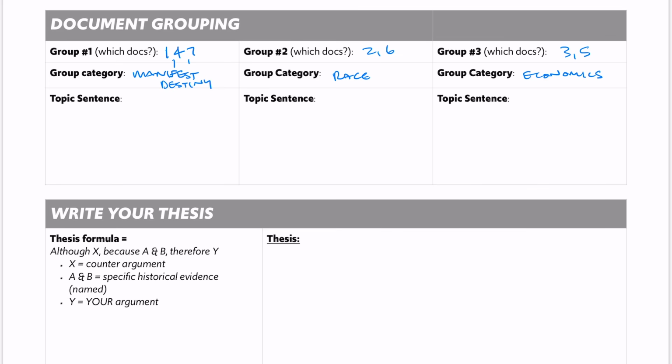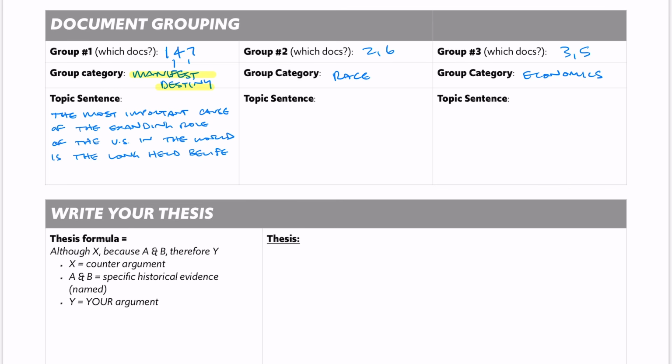And as I was reading and trying to make sense of the evidence, it seemed to me that the most important cause was going to be land hunger or manifest destiny. And so now I'm just going to write my topic sentences. This is going to be the first sentence of each of my body paragraphs. So my topic sentence would be: the most important cause of the expanding role of the United States in the world is the long-held belief of manifest destiny. And then I would do something similar for the other 2.